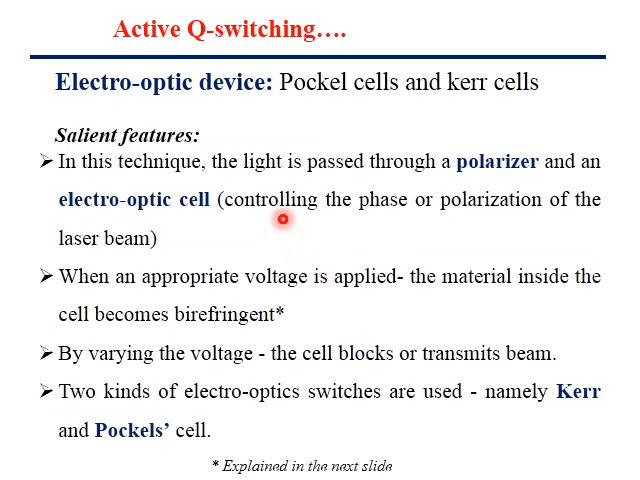Now the second kind of devices used for active Q switching are electro-optic devices, and the main components used are Pockels cells or Kerr cells. What are the salient features of this technique? In this technique, the light is passed through a polarizer and an electro-optic cell. So there is a polarizer as well as an electro-optic cell. This controls the phase or polarization of the laser beam.